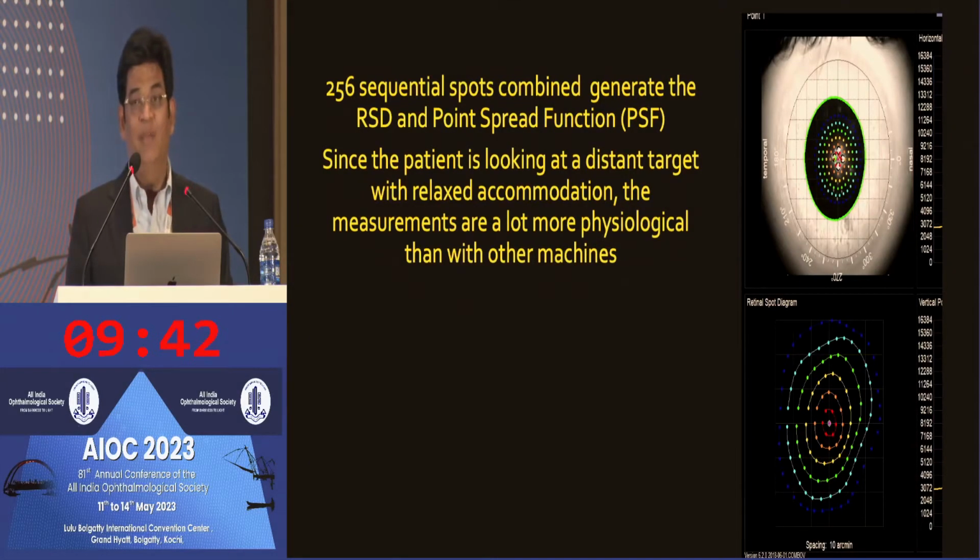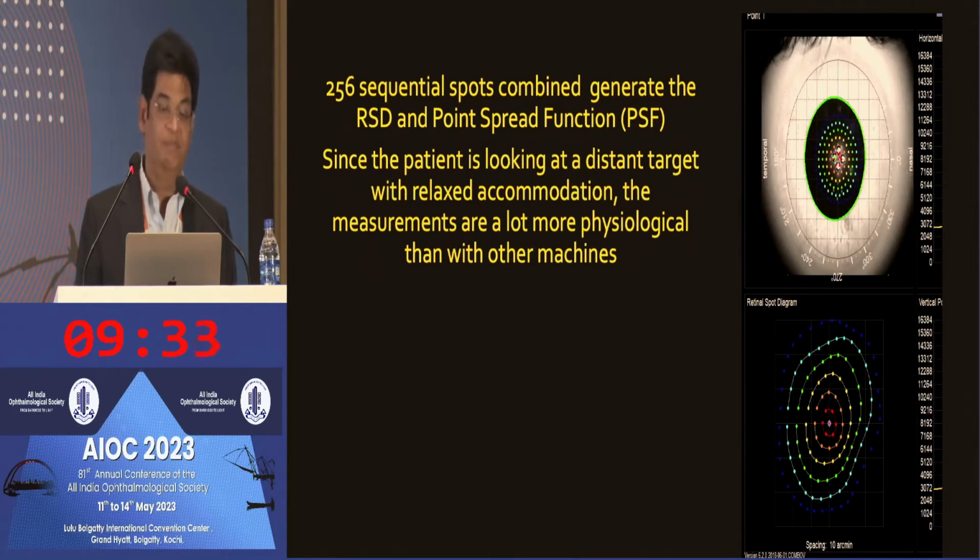The basic principle behind which the ray tracing works is that there are 64 shots fired in 4 rounds, which leads to 256 shots, and these sequential spots are combined to form the retinal spot diagram and give us the point spread function. Since the patient is looking at a distant target with relaxed accommodation, the measurements are a lot more physiological than with other machines.